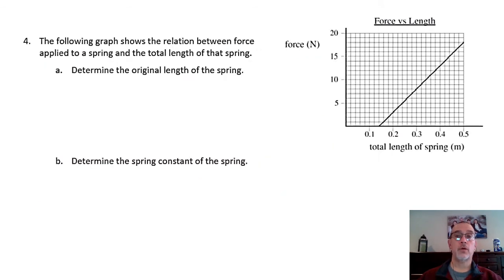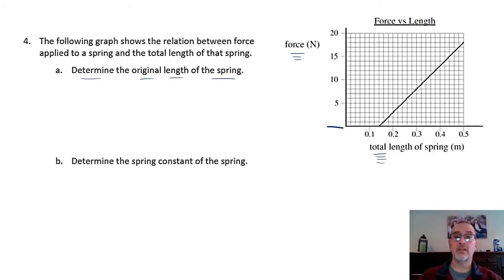In question 4, we're given a graph, just like we created in the lab, which is a graph of the force applied to a spring and the total length of the spring. So this isn't the change in length, this is the total length of the spring. And so first thing is we're determining the original length of the spring. And the original length is going to be the length of the spring when no force is being applied to it.